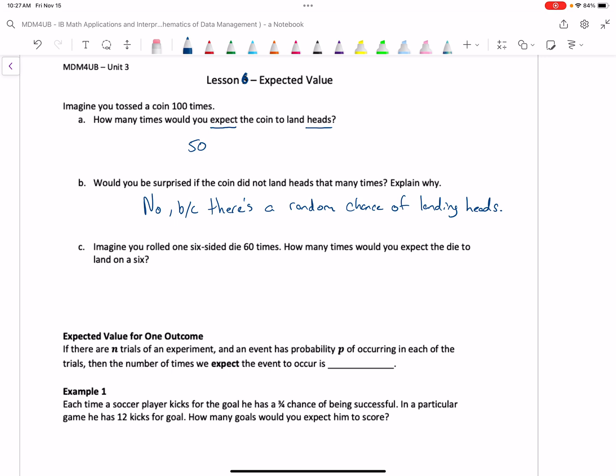So if we extend this concept into another situation, imagine you rolled one six-sided die 60 times. How many times would you expect the die to land on a 6? So land on a 6, so there's 6 sides. And we're rolling it 60 times, so if you think the probability of it landing on a 6, really that's 1 out of 6. And you might intuitively just come up with the answer here. And hopefully you're thinking, well, if it's a 1 out of 6 chance and I roll it 60 times, I'm going to have this thing land, on average, 10 times to be a 6.